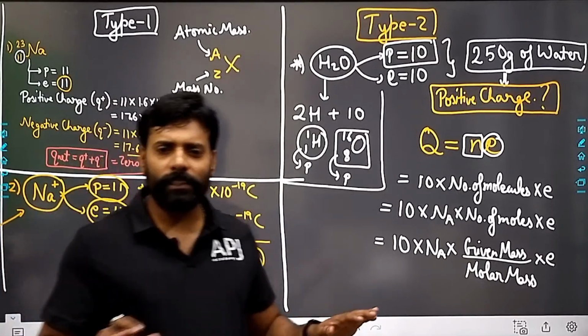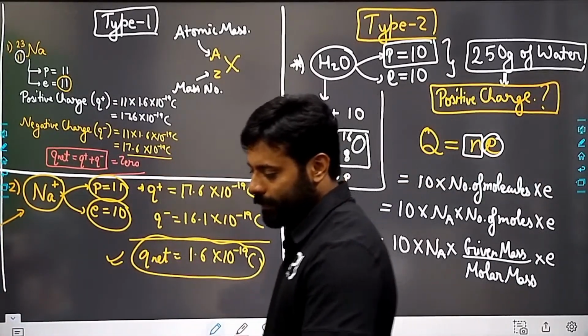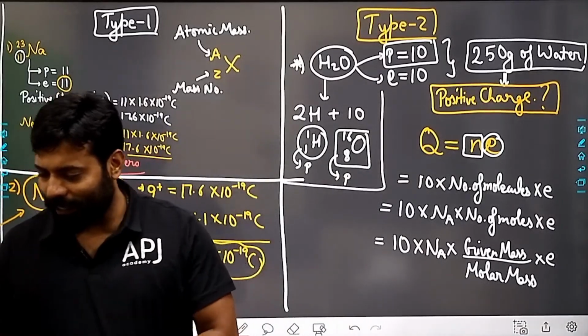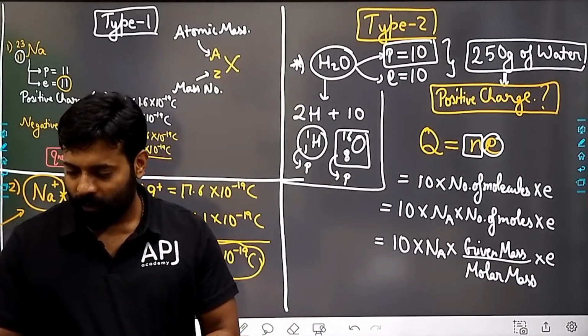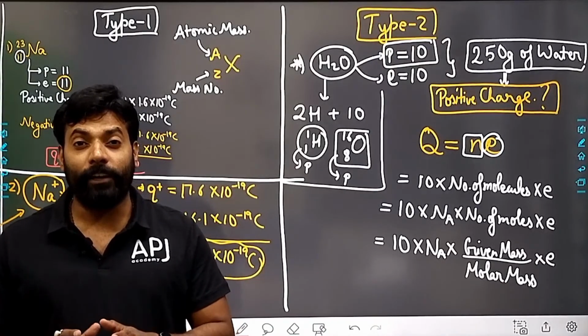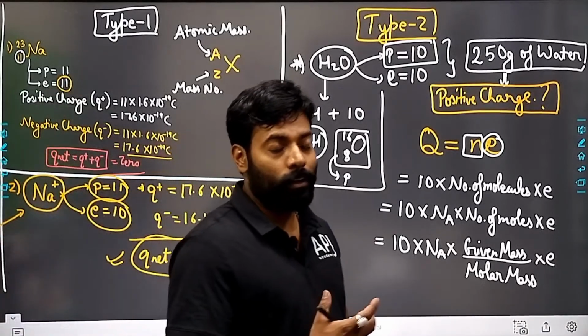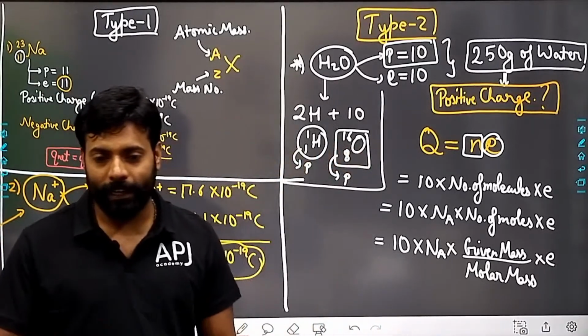I hope these things are clear to you. So this is the type 2 that we are having, right? Is this clear to you? And for the type 3, we will wait for our Coulomb's law questions, because in Coulomb's law only we will be dealing with that, right?